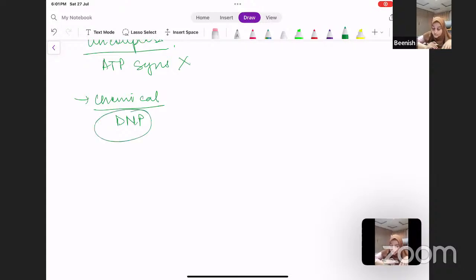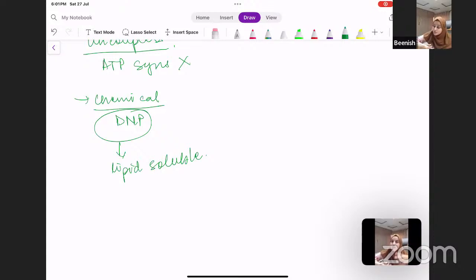If I talk about the functioning of DNP, it is similar to FCCP. And how does it function? Your DNP, or 2,4-dinitrophenol, in its anionic state, is able to pick up a proton, and this DNP is lipid soluble. So in its anionic state it picks up a proton, and since it is lipid soluble, it diffuses across the inner mitochondrial membrane, and in the matrix it releases the proton. So in this way it is dissipating the proton gradient, which is very essential for phosphorylation, and thereby inhibiting ATP synthesis.